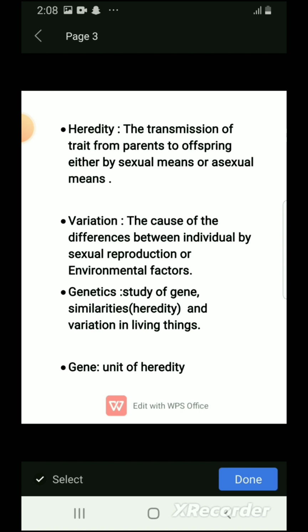So what is genetics? Genetics is actually the study of gene. And what is gene? Gene is the unit of hereditary. So the unit of hereditary is what? Gene. And genetics is the study of gene, the similarities which I've said earlier, that is hereditary, and variation in living things. So this is actually the meaning of genetics.